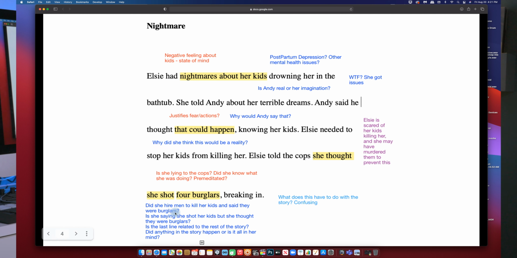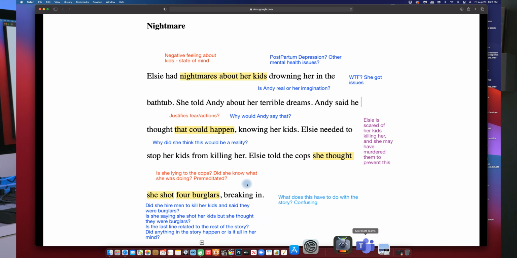And also in this last sentence, I was thinking, did she hire men to kill the kids and said that they were burglars? Is she saying she shot her kids but she thought they were burglars? Is the last line related to the rest of the story? Did anything in the story happen or is it all in her mind? Those were just different questions that were coming to mind as I was annotating the text.